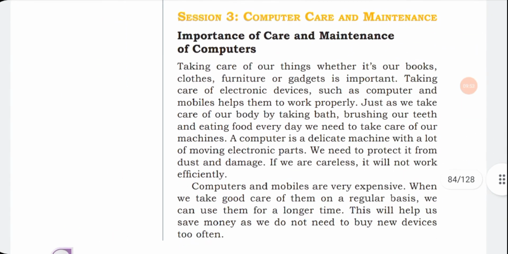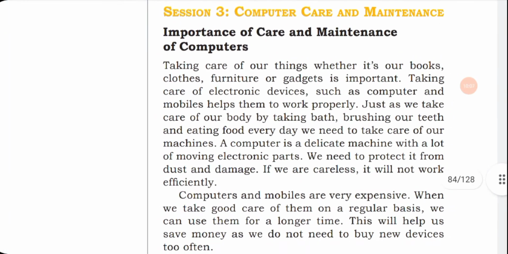Next is computer care and maintenance. The importance of care and maintenance: taking care of our things, whether it is our books, clothes, furniture, or gadgets, is important. Taking care of electronic devices such as computers and mobile phones helps them to work properly. Just as we take care of our body by taking a bath, brushing our teeth, and eating food every day, we need to take care of our machines.